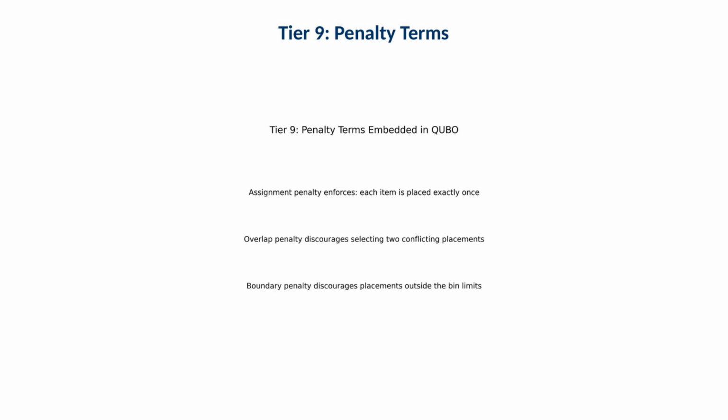This slide summarizes the penalty structure used in the quadratic binary formulation. Assignment penalties enforce that each item is placed exactly once. Overlap penalties discourage selecting two conflicting placements. Boundary penalties discourage selecting placements outside the bin limits. Together, these penalties push the solution toward feasibility, while the objective still prefers fewer bins and better packing patterns.